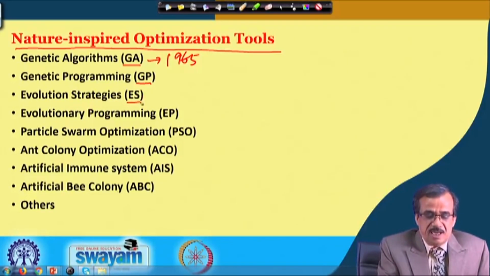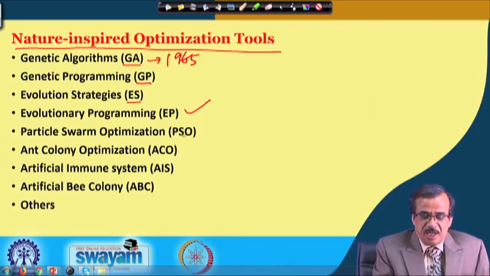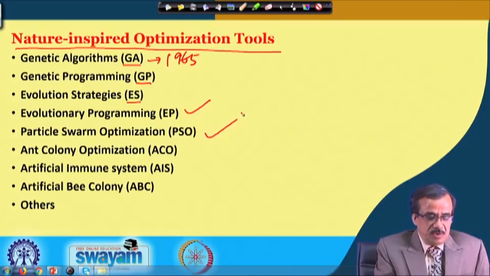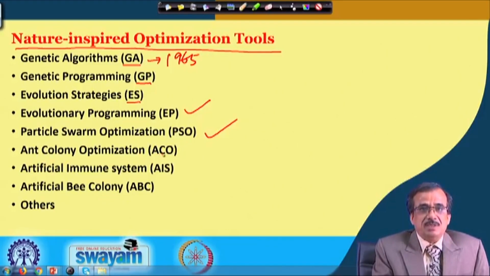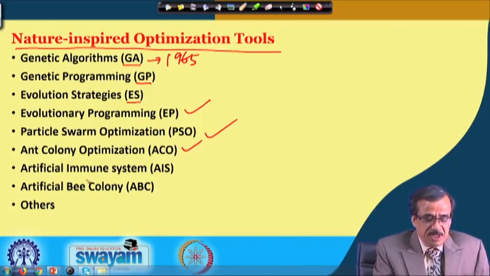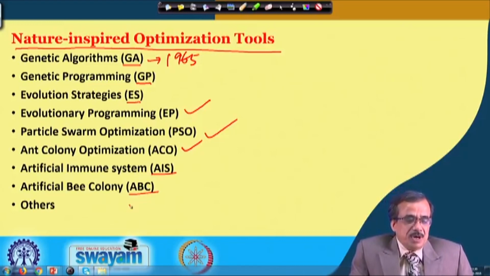Now, this is known as ES. Then we have evolutionary programming, known as EP. Then comes particle swarm optimization, in short known as PSO. Then we have ant colony optimization, known as ACO. Then we have artificial immune system, that is AIS. We have artificial bee colony, in short known as ABC, and others. We have in fact a large number of nature inspired optimization tools.